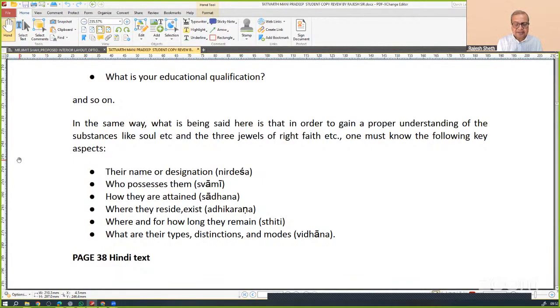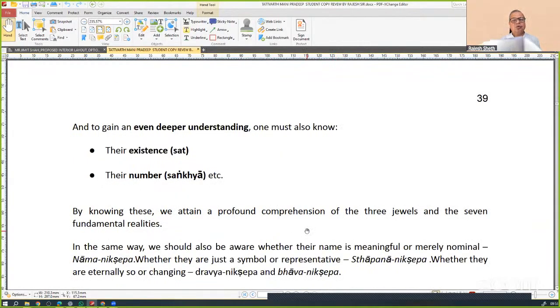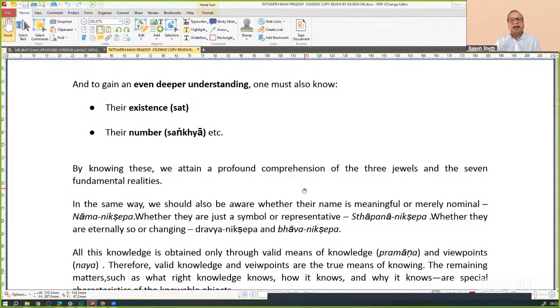understanding of the substances like soul, etc., and the three jewels of right faith, etc., one must know the following key aspects: their name or designation, who possesses them, how they are attained, where they reside, where and how long they remain, what their types, distinctions, and modes are. And to gain an even deeper understanding, one must know the existence, the number, etc., the 8 tools. By knowing this, we attain a profound comprehension of the three jewels and the 7 fundamental entities.